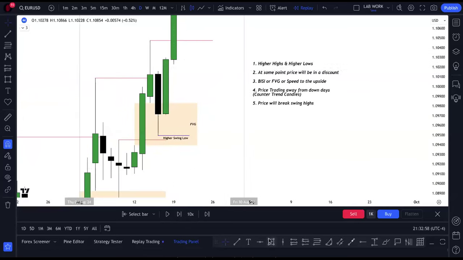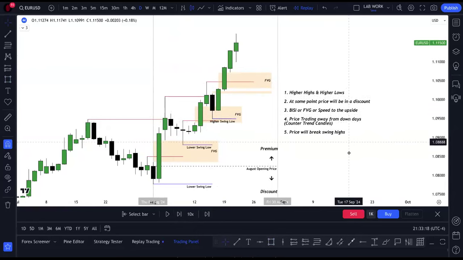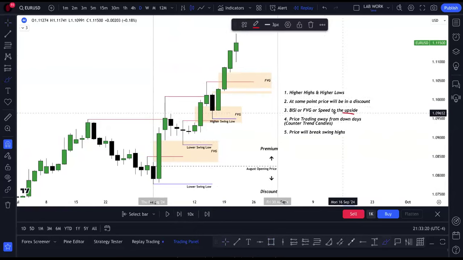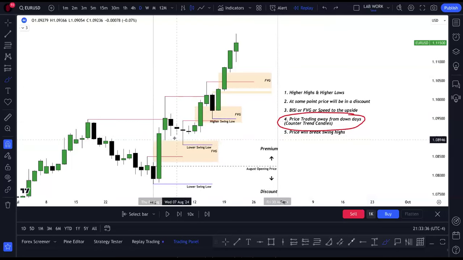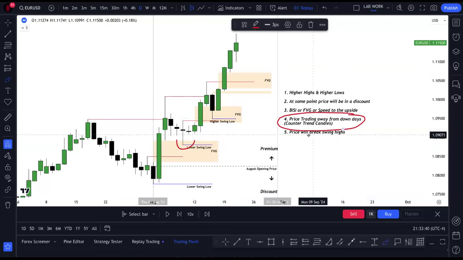And you guys saw how I went long after this down day because I took the educated guess. If price is going to be bullish, it should want to trade away after down days. So Friday, I went long. After this down day finished closing and that new candle opened, I went long. And I put my stop loss below the most recent swing low because it's going to be protected. Price is going to want to break swing highs, not swing lows.